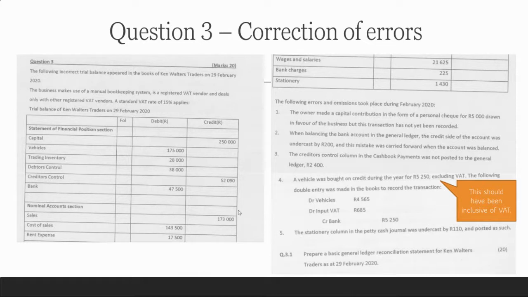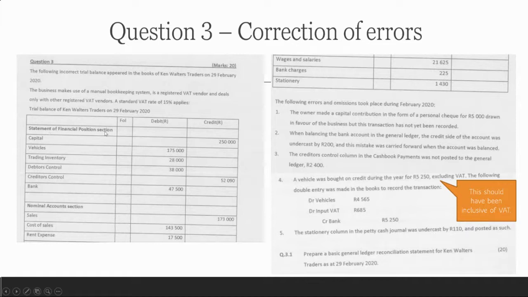So let's quickly go through this and just refresh our memory. This question is based on question 5.6 in your textbooks. They've amended it slightly. What happened is they told you the business uses a manual bookkeeping system. They registered for VAT, which means you have to account for VAT. VAT is 15%. Then they've given you the trial balance.